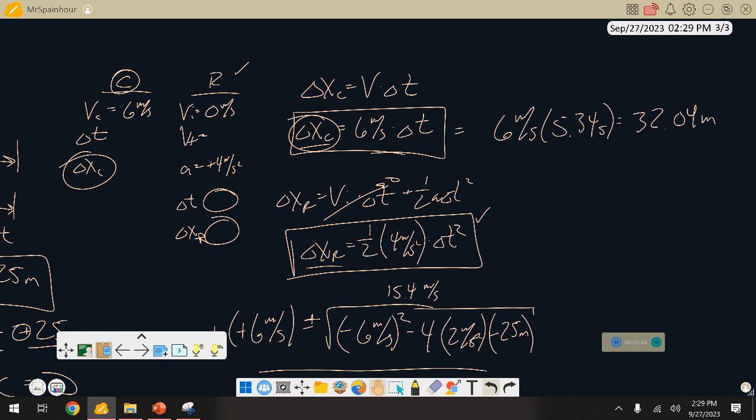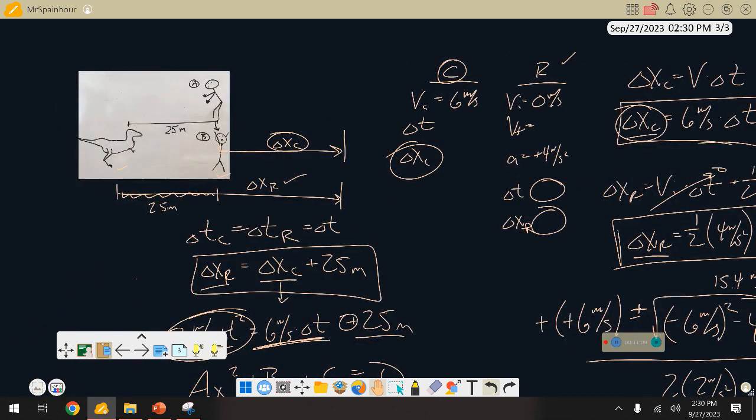0.5 times 4 times 5.34 squared. This is 57.04 meters. And you'll notice those distances are not the same. But the other thing that you'll notice is that they are 25 meters different from one another because the Raptors had to travel 25 more meters than Chris did before they devoured Chris right over here.